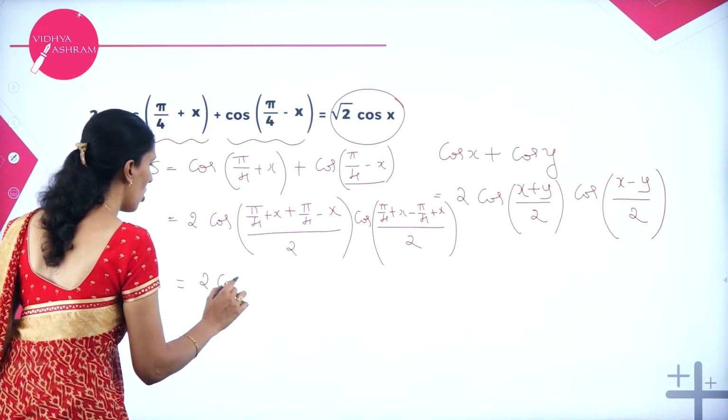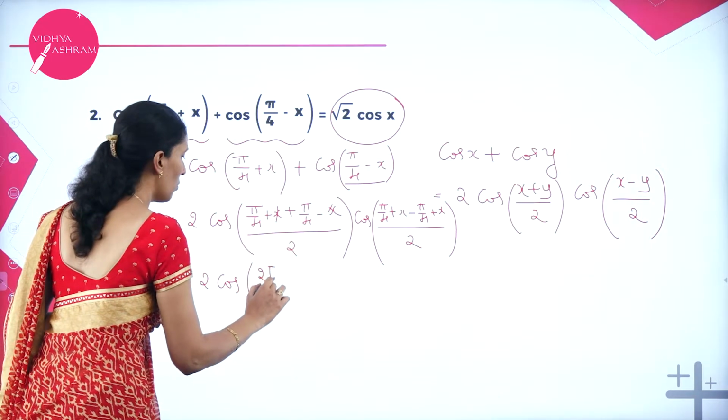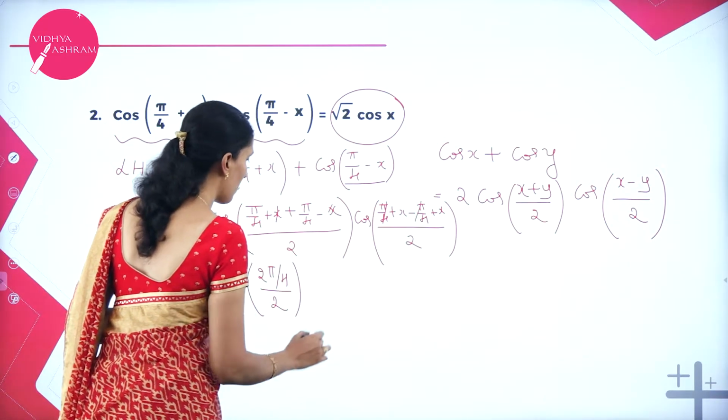Now 2 cos, x and x get cancelled. So here you will get 2 pi by 4 divided by 2. Here pi by 4 minus pi by 4 get cancelled.